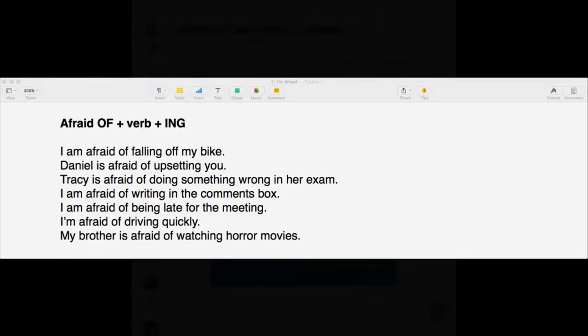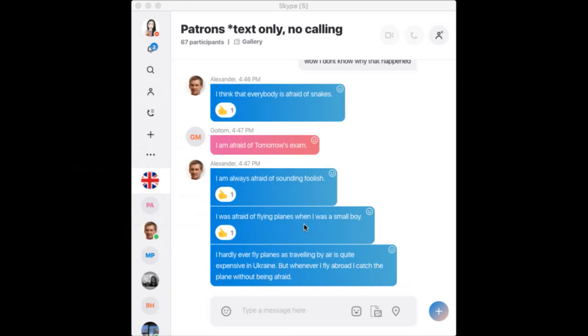Oh, pardon me, I will just see what Alexander has written. Alexander, I hardly ever fly planes as travelling by air is quite expensive in Ukraine, but whenever I fly abroad, I catch the plane without being afraid. Great. Oh, interesting. Okay, so let's move on.